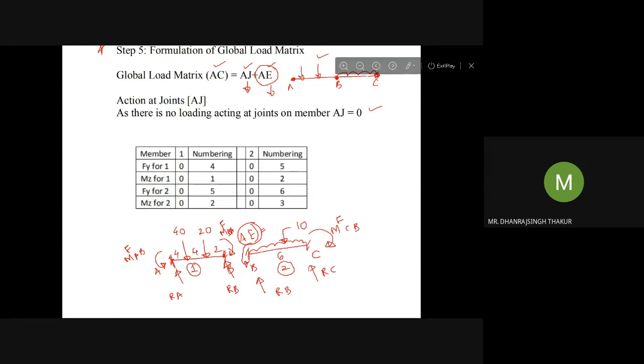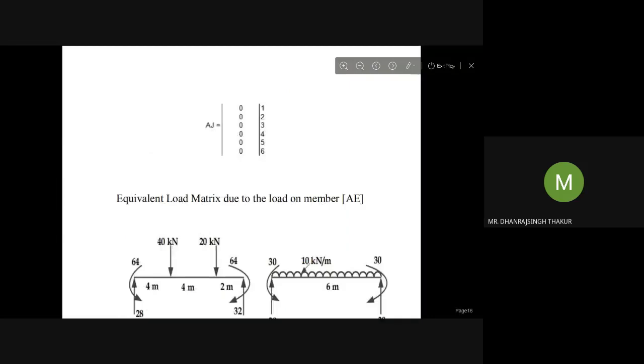Yes, any one of you tell me the value for fixed end moment AB, fixed end moment BA. Plot this in your copy, because I have not shown this. I have written the values directly. You can see the A matrix assembled here. 0 0, then 1 2 3 4 5 6.